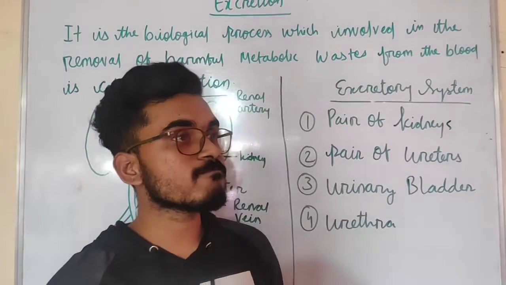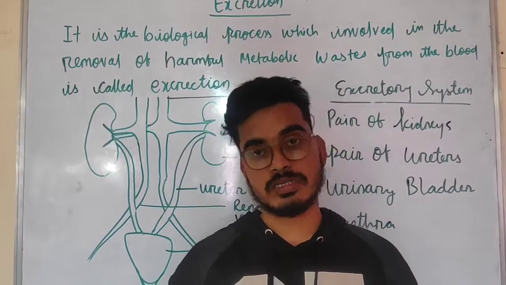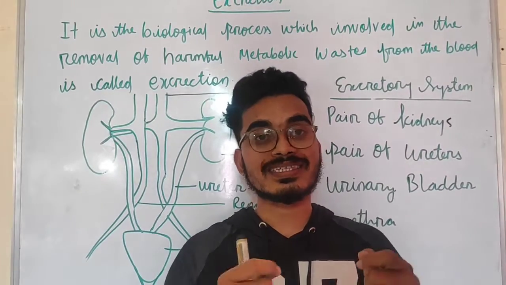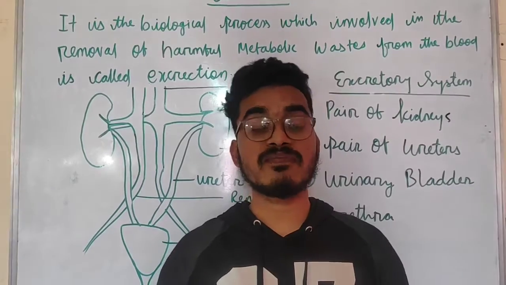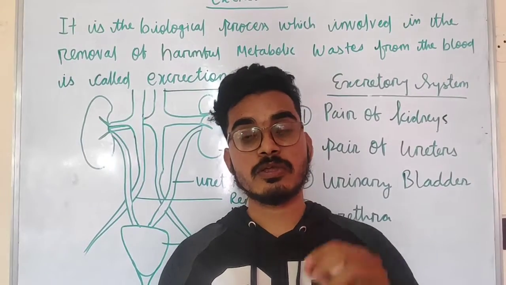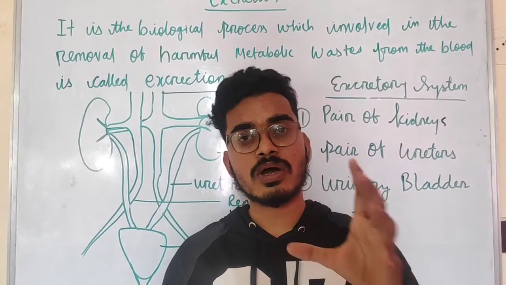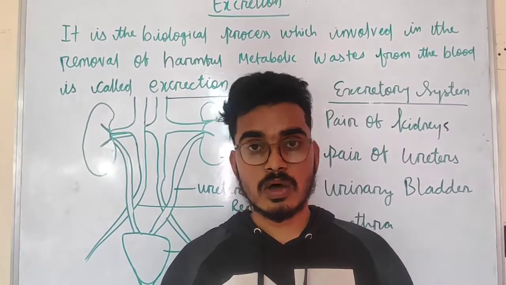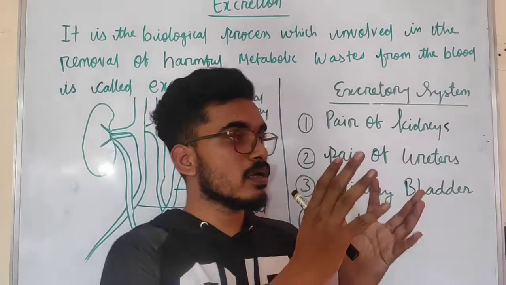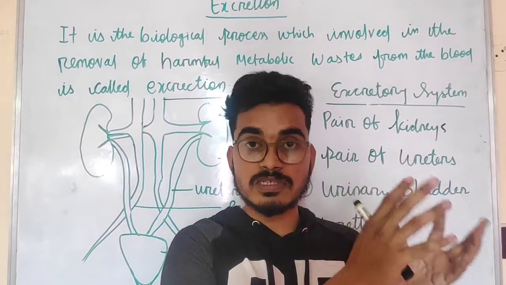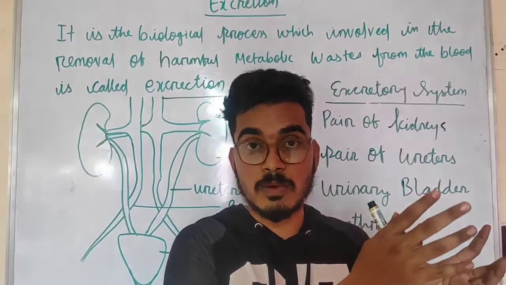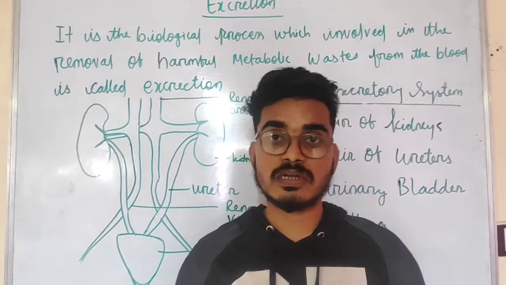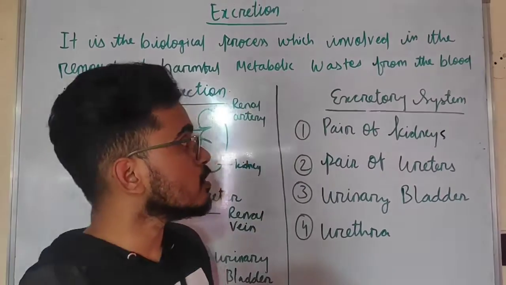In unicellular organisms, excretion also occurs, but the process is very much simplified. In unicellular organisms, excretion occurs by a very simple process, that is diffusion. The excretory products which are harmful to the body of a unicellular organism will be removed out of the body through simple diffusion, as I have mentioned now, right?